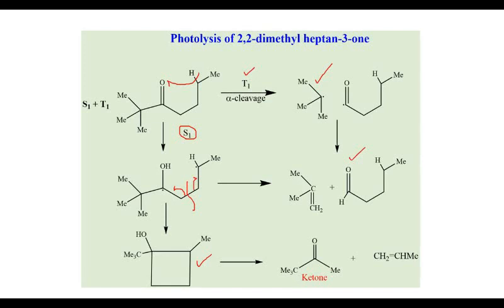The cyclobutane is also unstable, so it also cleaves from here. One is the enolic form as shown here, which is tautomerized to ketone, and the other is alkene. So all these processes end in the formation of a carbonyl and an alkene.